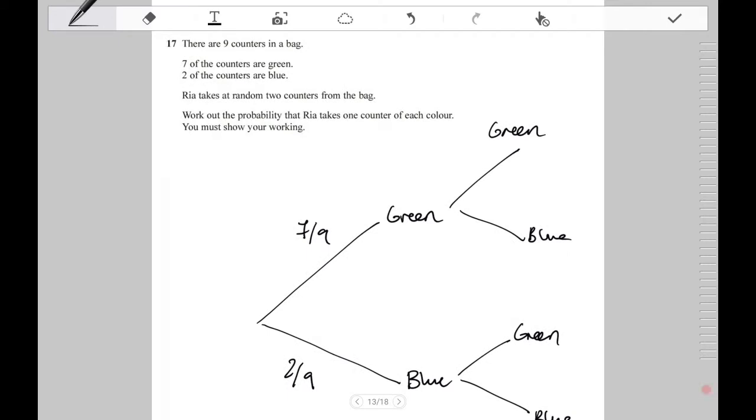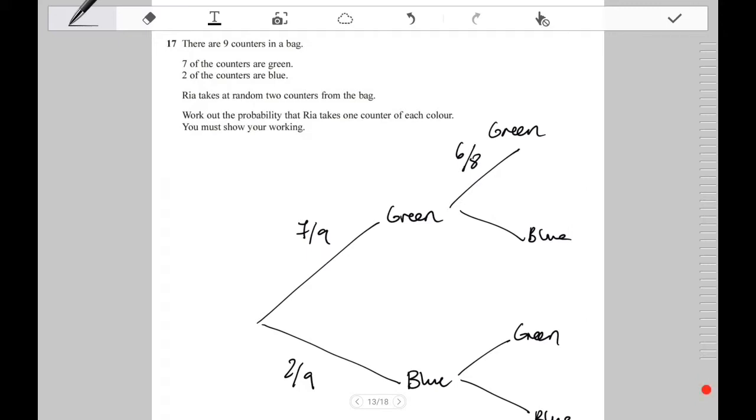Okay, now the next probability, so the next few branches, here's the crucial one. So once we get to this point, she's already taken out 1 green. That means there's 1 less green, but there's also 1 less counter in the bag as well. So you would say it's 6 because it's 1 less than 7, and over 8 because it's 1 less than 9.